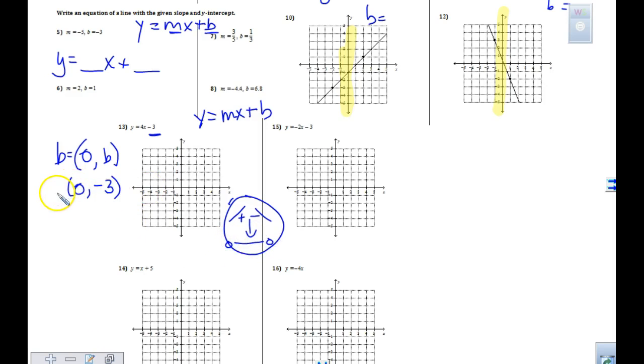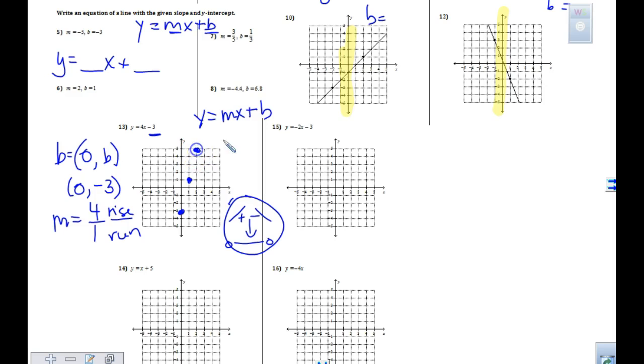So if I'm looking at this one, I know my starting point was 0, negative 3. Next thing I'm going to do is look at my slope. My slope is 4 over 1. That means I'm going to rise 4 and run 1. So I go up from this point 4 and over 1. It's a positive slope, so I'm going in the right direction. I'm going to do that again.